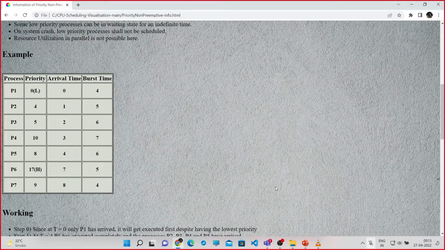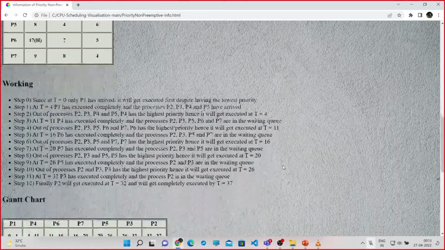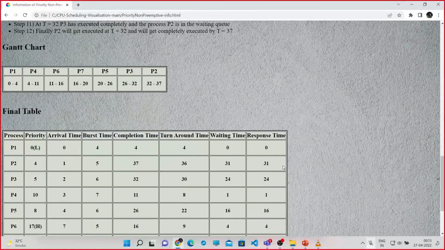P1 has 0, which is the lowest priority among the 7, and P2 has 4, P3 has 5, P4 has 10, P5 has 8, and P6 has 17, which is the highest among the 7 priorities, and P7 has 9. The arrival time and burst time are given as follows. Now we will see the Gantt chart according to that and explain the working.